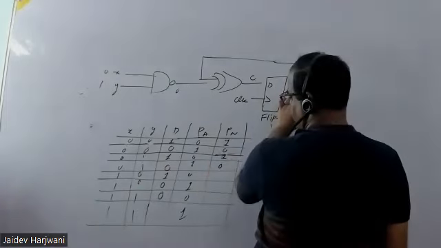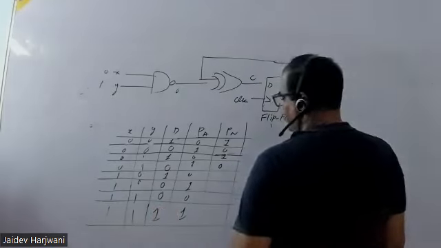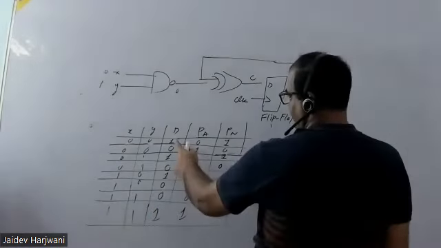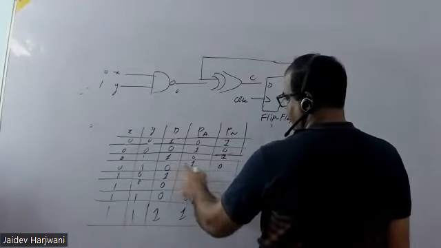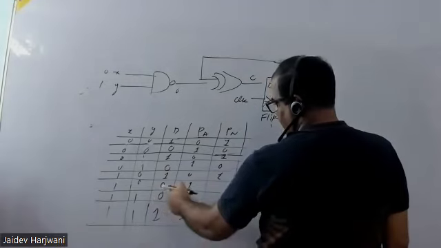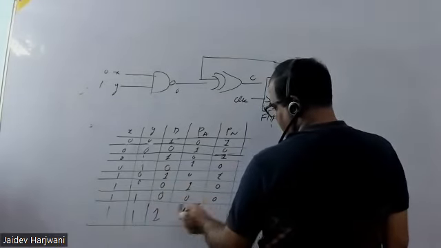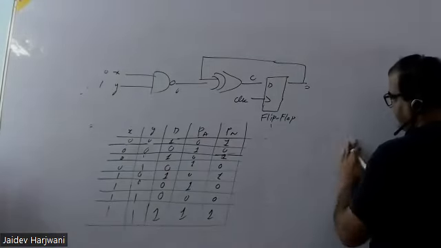1, 1, 0. And if 1 comes here, this becomes 1. Now you can apply the output. So when you're applying 1, this becomes 1; 0, it becomes 0. Then 0, 1, 0, 1, and 0, 1, 0, 0, 0, 0, 1, 1, 1. Okay. Now we can write a transition.